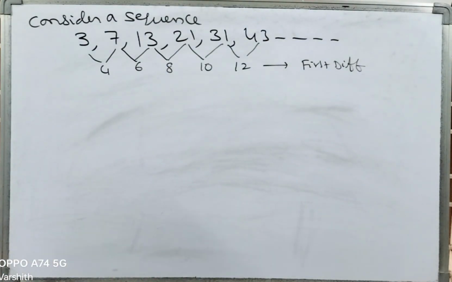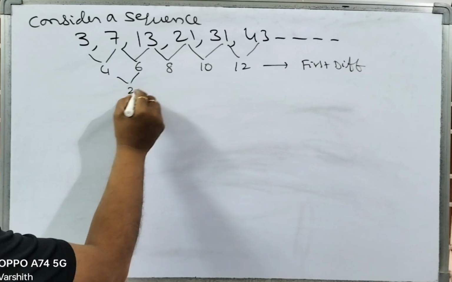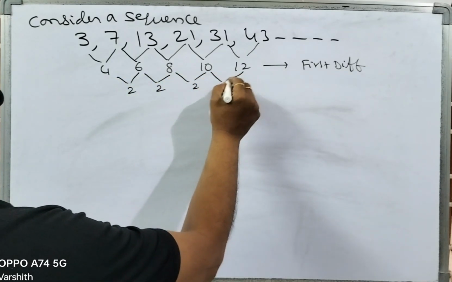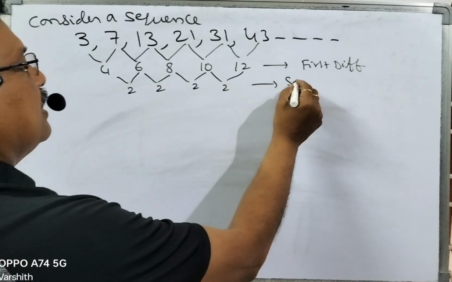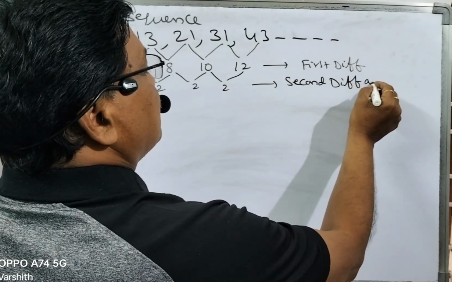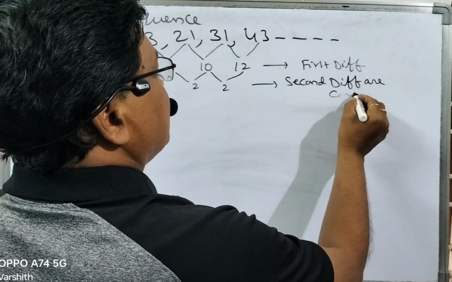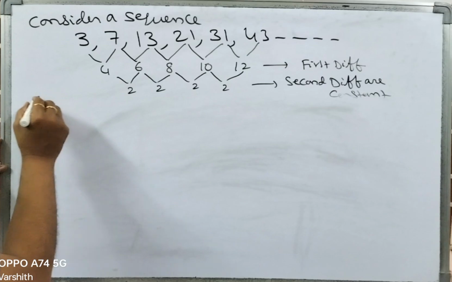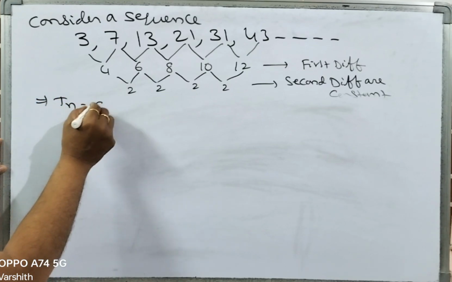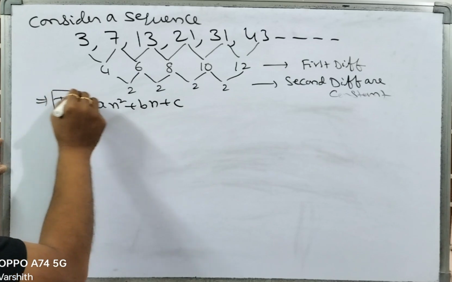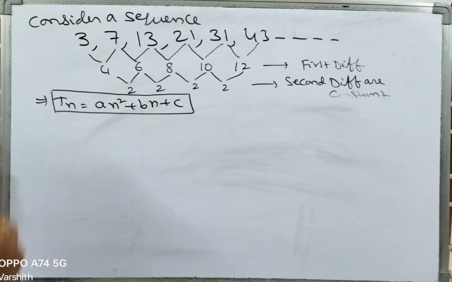Now let us go for the second differences. What is the second difference? 6 minus 4 is 2. 8 minus 6 is also 2. 10 minus 8 is also 2. 12 minus 10 is also 2. That means the second differences are constant. Since the second differences are constant, the nth term is of the form an square plus bn plus c, since this is a quadratic sequence.